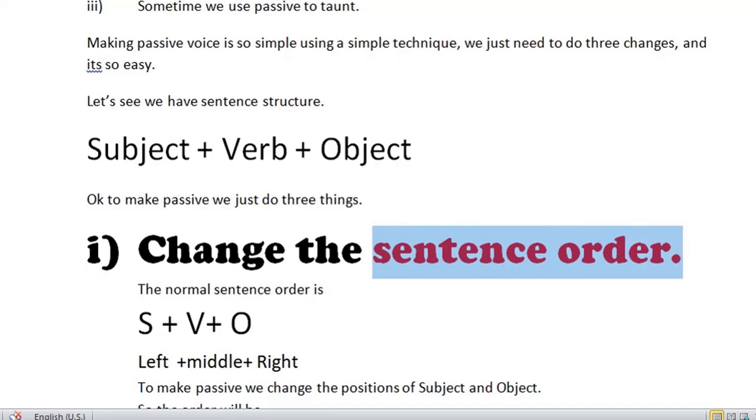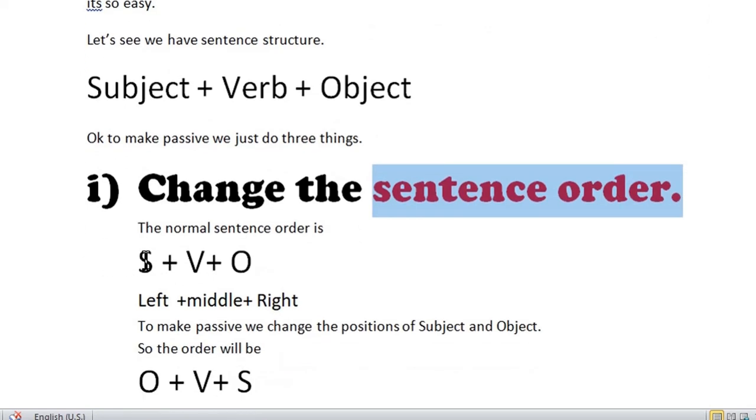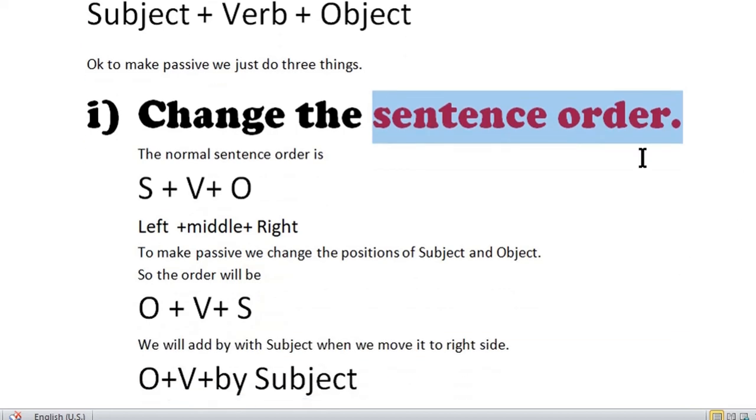So I told you that the normal sentence sequence is subject, then comes verb, and then comes object. It's better to write left side, middle side, and right side. Our subject is always on the left side and the object on the right side. It'll be convenient when we read further. So what we do in the passive voice, we change the order. Our subject moves to the right side and our object moves to the left side. The verb will remain in the middle. So the first change is we swap our subject and object.